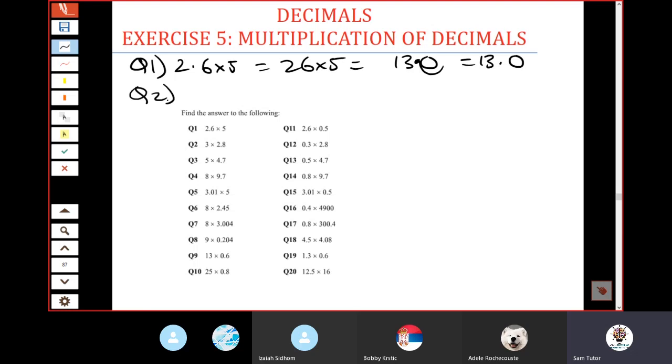Nope. All right. Question 2. 3 times 2.8 becomes 84. So 3 times 28 becomes 84. And then go back once. 8.4.